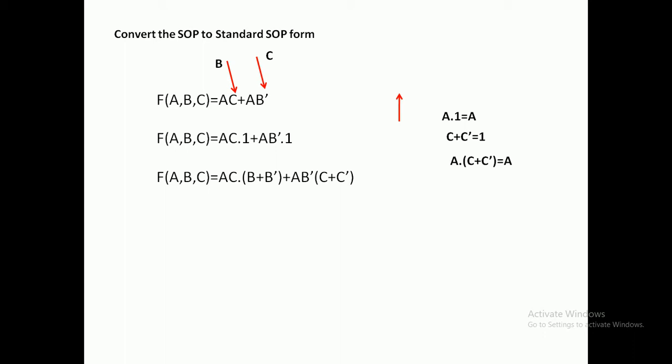c plus c dash becomes 1, a dot 1 becomes a, so it will not affect your corresponding term. After that you apply the distributive law: acb and acb dash, then ab dash c plus ab dash c dash. Now this has become the standard format. After applying this rule, what has happened? There are 4 terms created, but each term consists of all 3 variables.